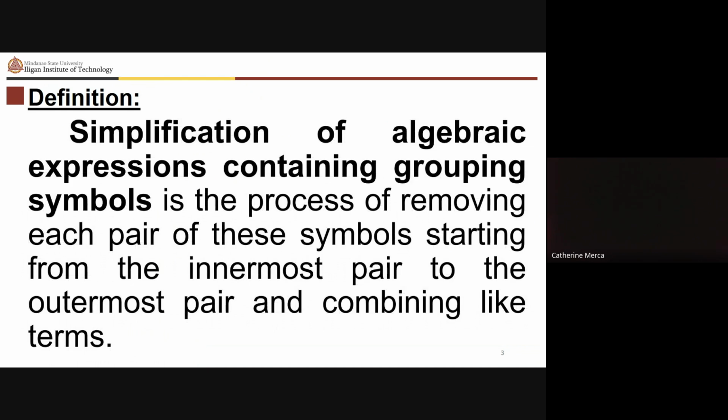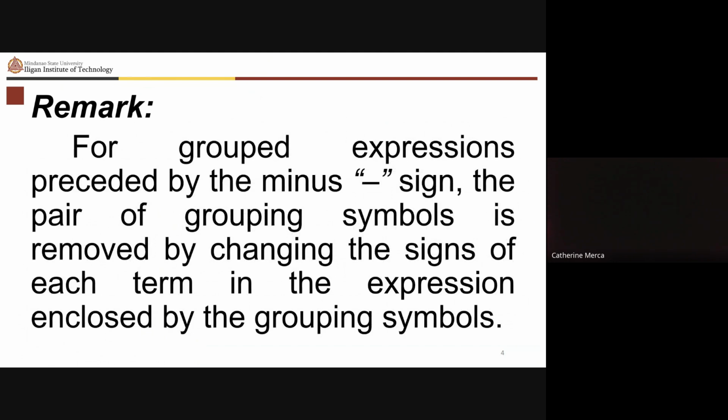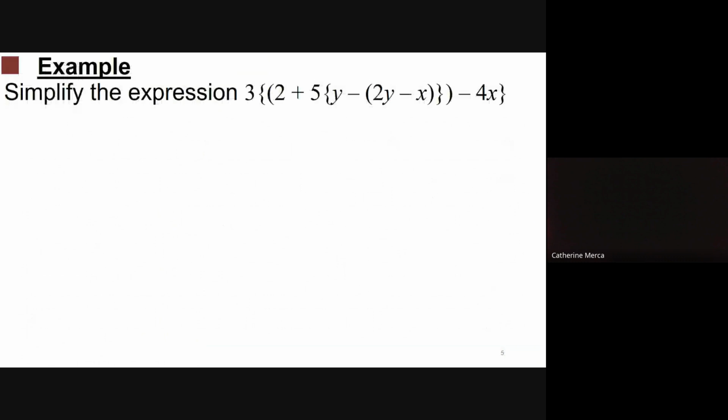When we say simplification of algebraic expressions containing grouping symbols, what we do here is remove each pair of these symbols, starting from the innermost pair to the outermost pair, and combine like terms. For grouped expressions preceded by a minus sign, the pair of grouping symbols is removed by changing the signs of each term in the expression enclosed by the grouping symbols. So you change the sign if it is preceded by a minus sign.